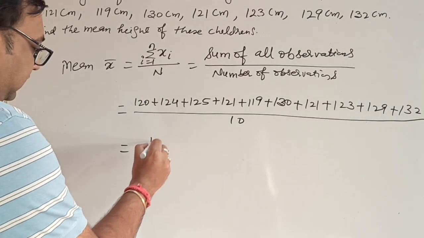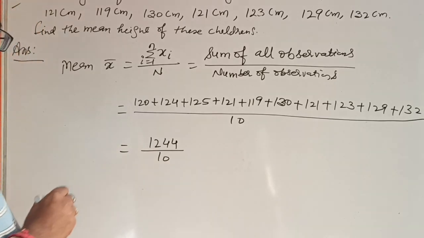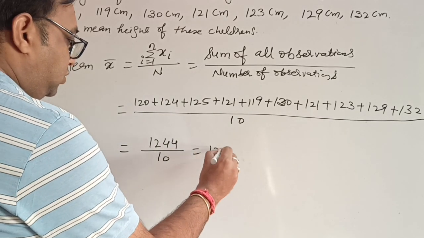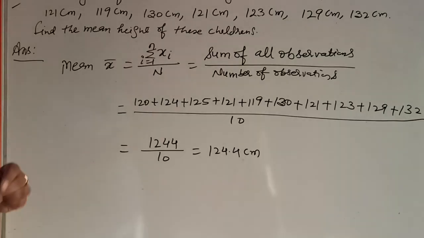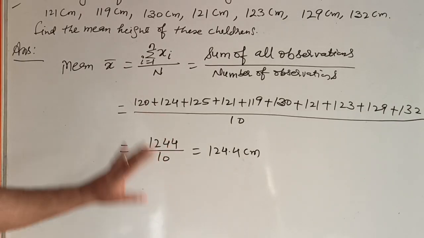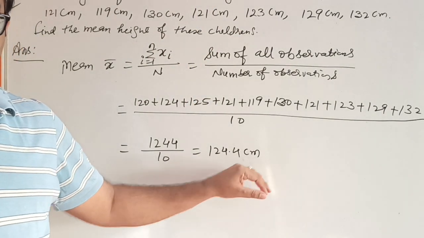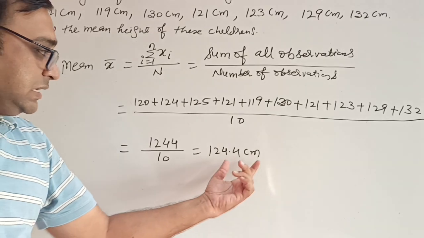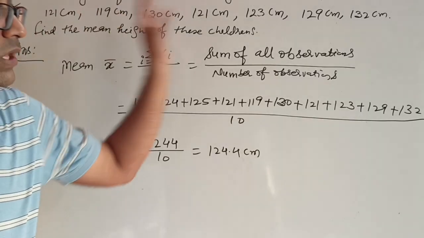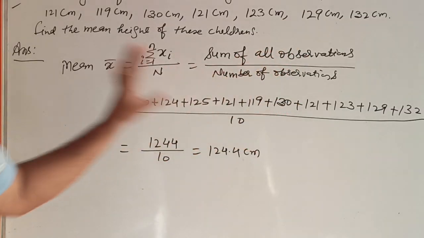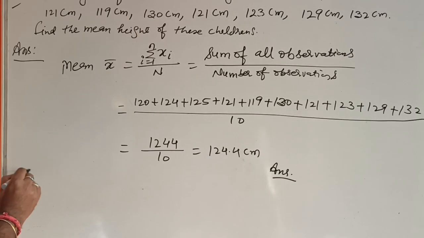After adding, we get 1244 and divide by 10. So it is 124.4 centimeter. So the answer is, the mean height of these children is 124.4 centimeter. So this number is representing all the data. Hope you understand this particular question based on the ungrouped data. This is for you.